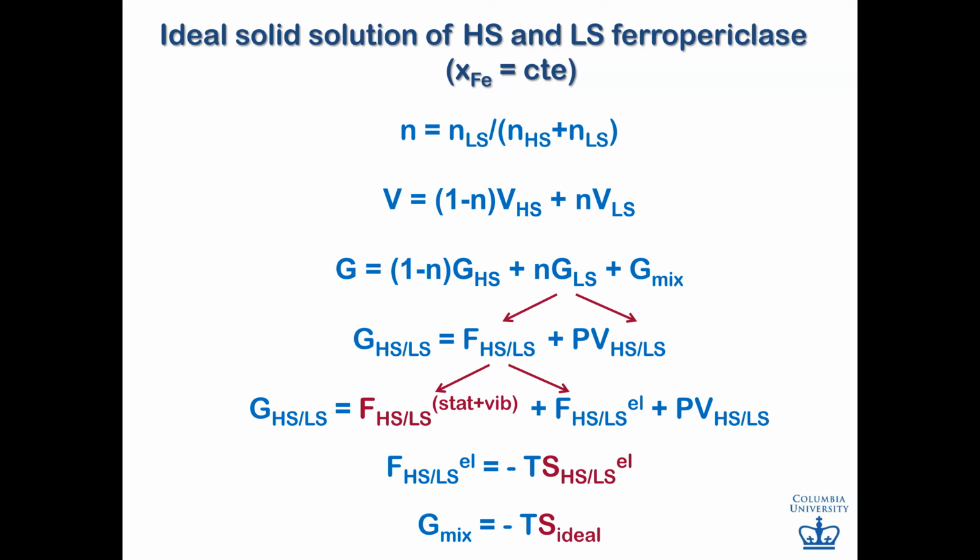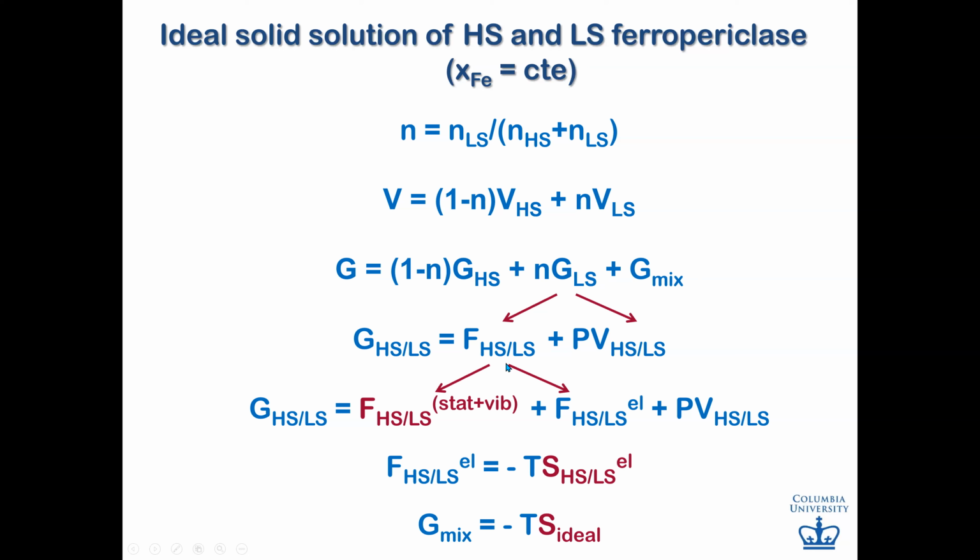Two solid solutions and N members with the same concentration, but with different spins. So the volume of an ideal solid solution is a weighted average of the volume of the N members, the high spin and low spin states. The free energy is also a weighted average of the free energy of the N members plus a mixing entropy, which in the ideal solid solution has a simple analytical expression.